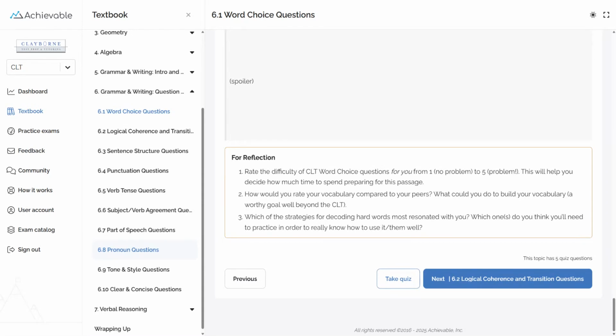Really understanding your skills with respect to each of these question types will take you a long way on the CLT. So hopefully these 2 units will profoundly develop your skills for CLT grammar and writing. And then as you move over to take some practice exams, you'll find that it really pays off.